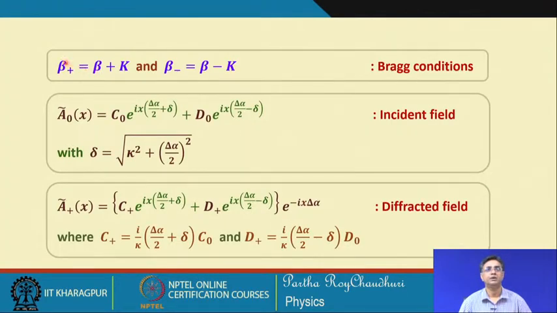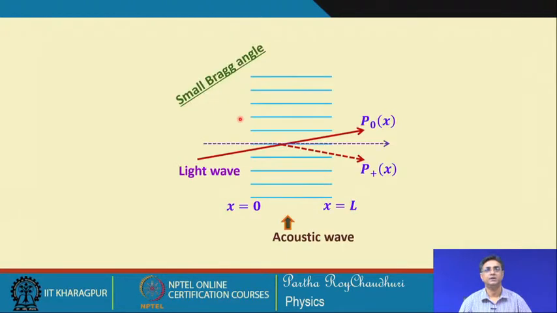We also remember that this beta plus for the plus order diffraction was given by beta plus equal to beta plus k, beta minus. We will try to look at this vectorially also. We will try to understand why it happens, because you have a propagation vector which is directed in this way, but finally after diffraction this propagation vector of the light wave is in this direction. So, there has been a change in the z component of the propagation vector as well, which is the effect of this.